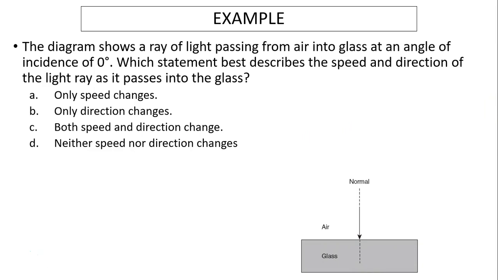Another example. The diagram shows a ray of light passing from air into glass at an angle of incidence of 0 degrees. That means it goes straight down. Which statement best describes the speed and direction of the light ray as it passes into glass? Well, we know when light goes from one medium to another, its speed changes. But in this case, the direction does not change because you're going straight down. So all the parts of the wavefront slow down at the same time. So the answer is A, only speed changes.